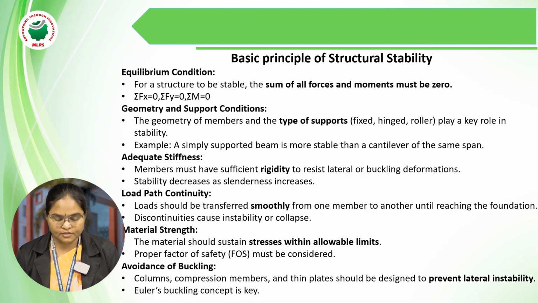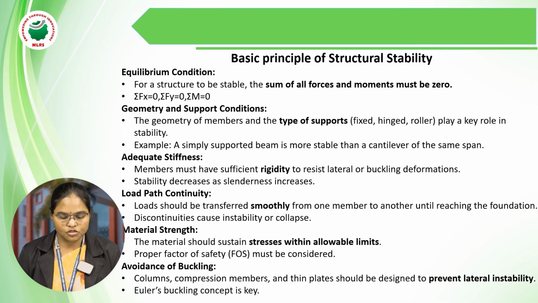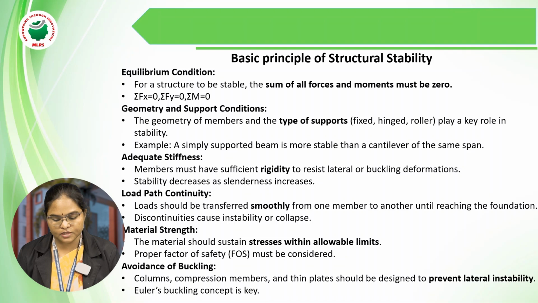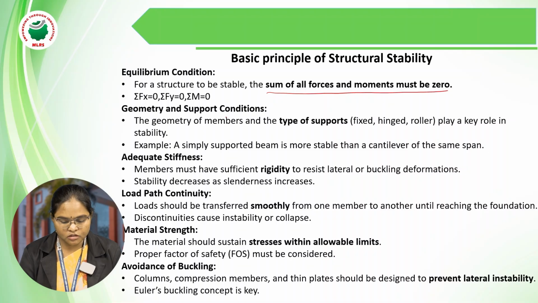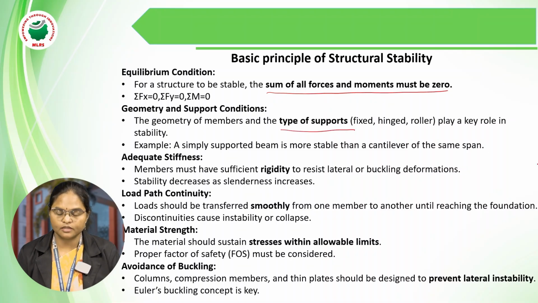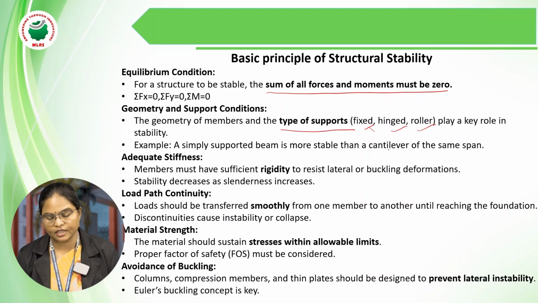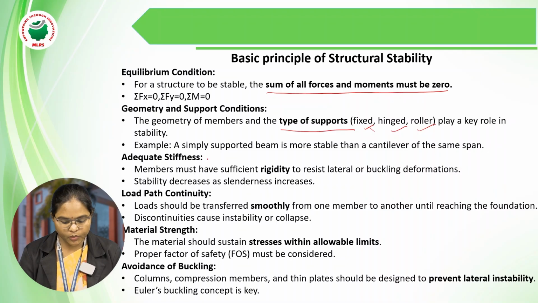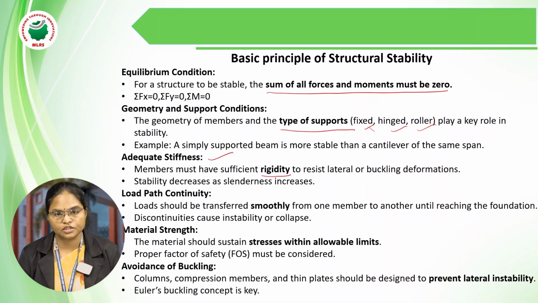Basic principles of structural stability: equilibrium condition, geometry and support conditions, adequate stiffness, load path continuity, material strength, avoidance of buckling. Equilibrium conditions: for a structure to be stable, the sum of all forces and moments must be 0. Geometry and support conditions: the geometry of members and the type of supports, fixed, hinged, roller, play a key role in stability. Example: a simply supported beam is more stable than a cantilever of the same span. Adequate stiffness: members must have sufficient rigidity to resist lateral or buckling deformations.